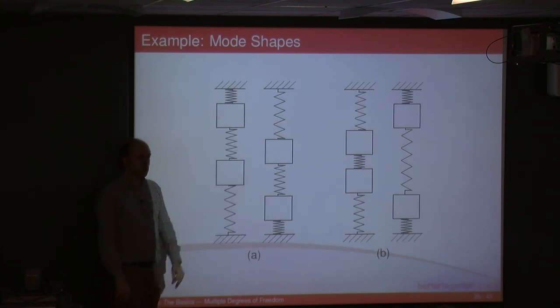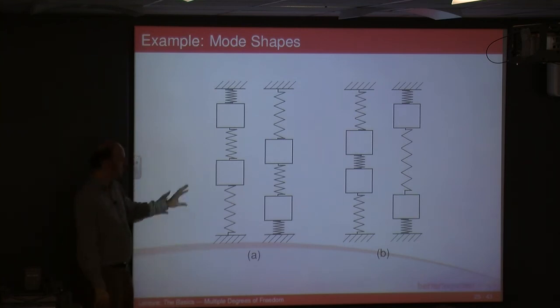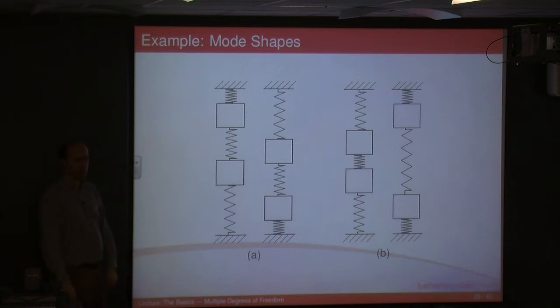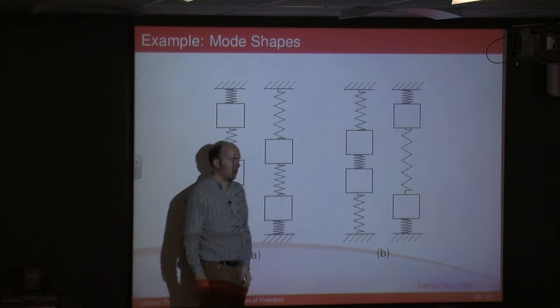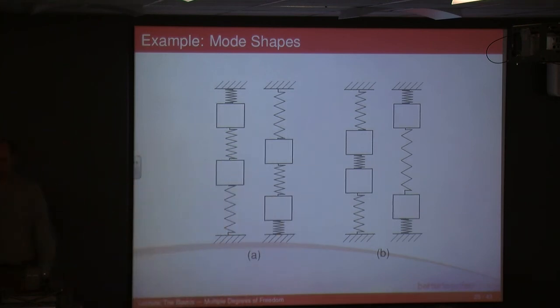Often that won't be the case. You'll have different masses and different spring stiffnesses, and so you won't get exactly the same sort of motion. But in this very simple case, that is what will happen. The first natural frequency will be a certain value, and the second will be root 3 times that natural frequency.